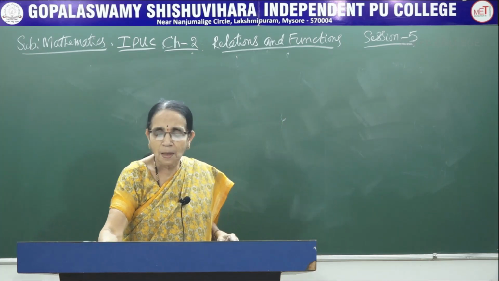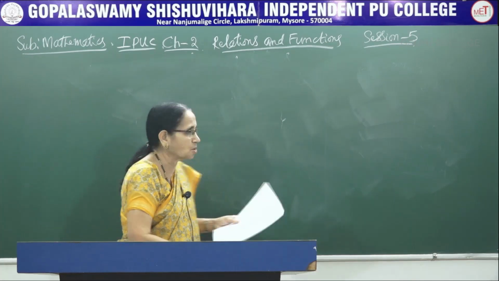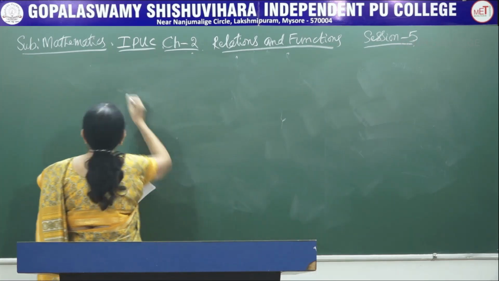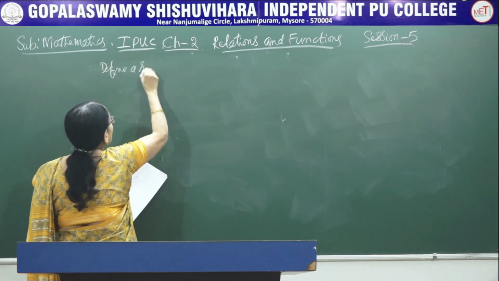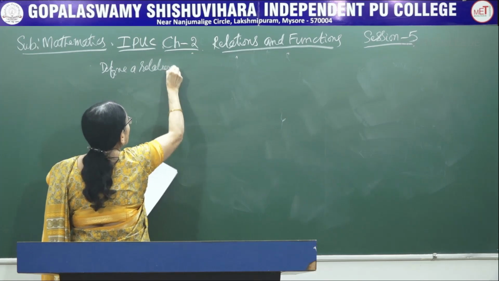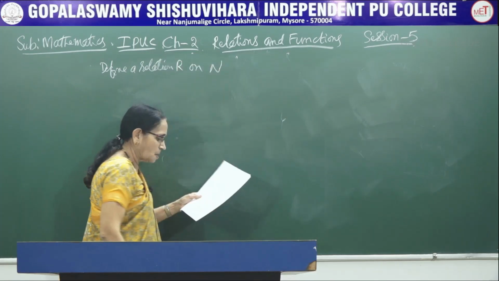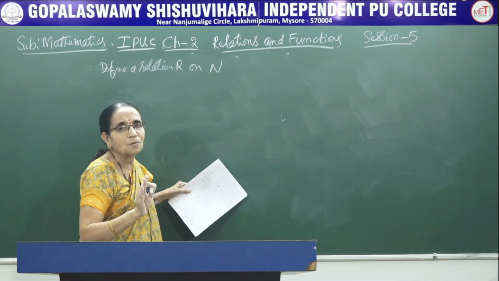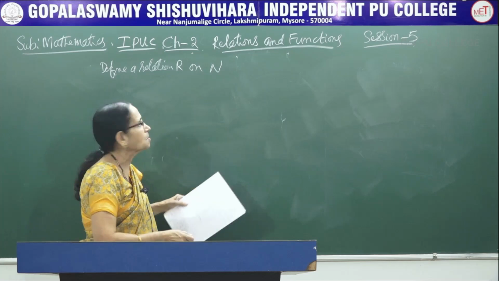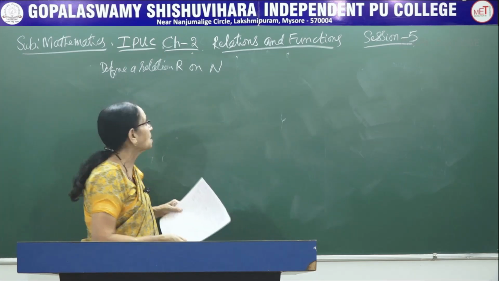Now, another problem. Define a relation R on N. Can you tell me what is N here? N is nothing but the set of the natural numbers. That means what are the numbers? 1, 2, 3, 4, 5, 6, 7, 8, etc.